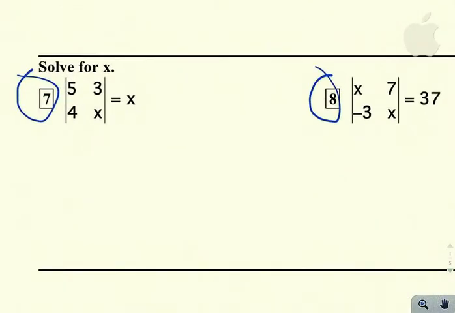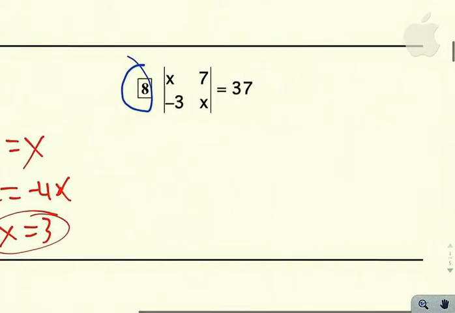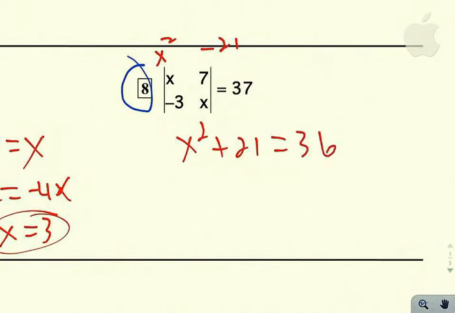Number 7. Let's see, this diagonal is 5x. This one's 12, so 5x minus 12 equals x. Minus 12 then is minus 4x. So x is 3. Number 8, that diagonal is x squared. This one's minus 21. Subtract. Oops, that's 37. So x squared is 16, making x plus or minus 4.